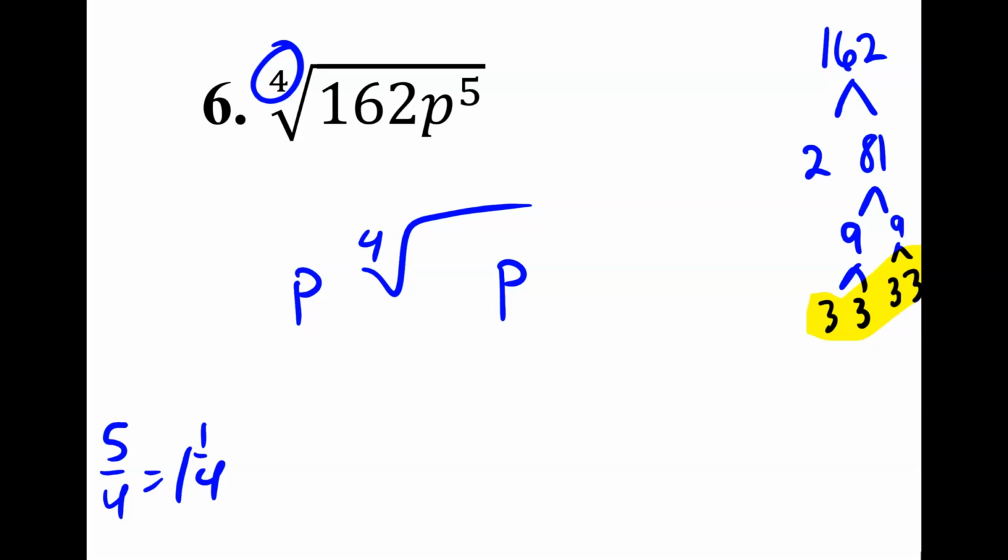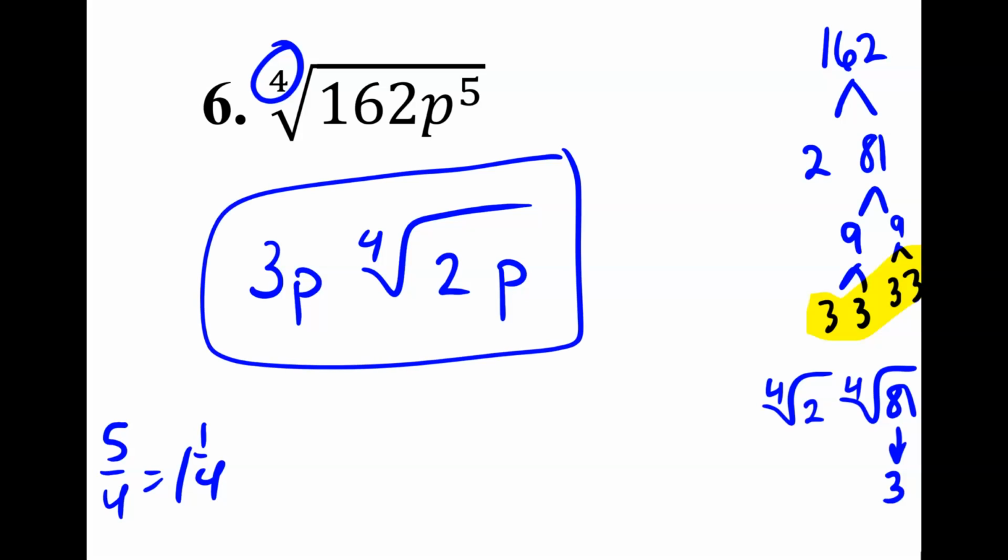So I have fourth root of 2 times the fourth root of 81. We know the fourth root of 81 is 3. So it's going to be 3p times the fourth root of 2p. Because I still have a 2 left over.